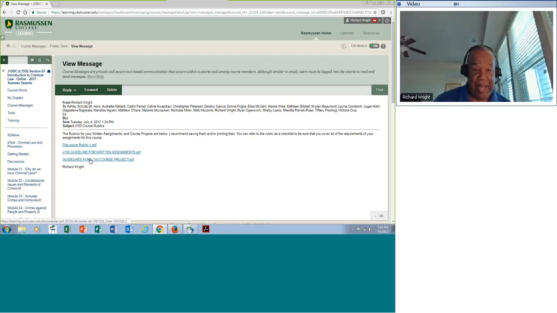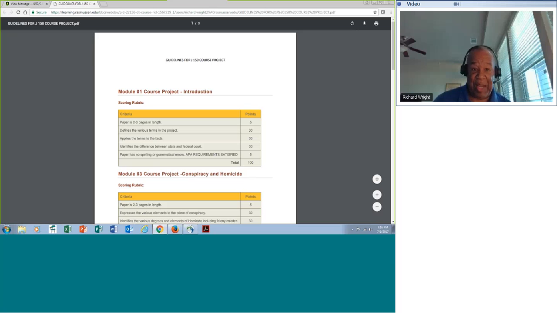Then the guideline project. This is the rubric for the assignment for week 1. 2 to 3 pages in length. You'll lose 5 points if it's not. Define the various terms. I told you that already. You'll lose 30 points. Applies the terms to the facts. You'll lose another 30 points. Identifies the difference between state and federal court. You'll lose points. Then APA requirements satisfied, spelling, grammar, you'll lose 5 points. So that's how each of these work. You go through the whole thing and then you'll see. So you will be aware. So you'll know if you haven't done these things in here, this is your rubric. I'm going to grade you and you will lose points accordingly unless there's a Grammarly hit. And I already told you about that earlier.